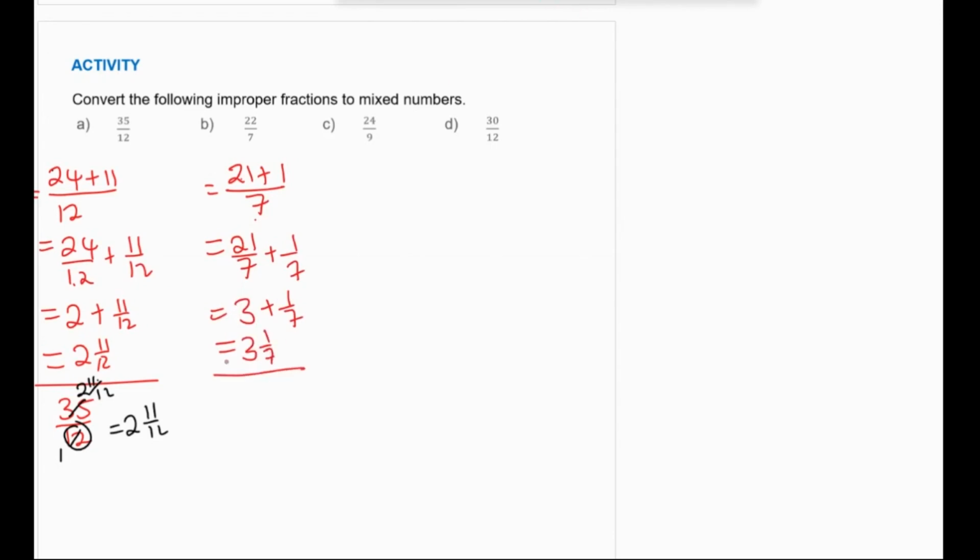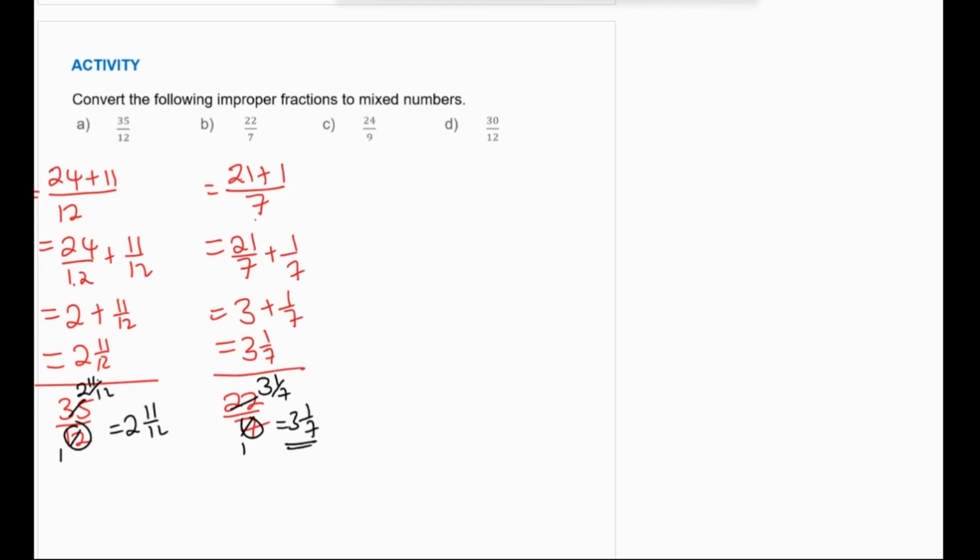And then the shorter method, you say 22 divided by 7. Say 7 into 7, 1. 7 into 22, that is 3, remainder 1. Then our denominator is 7, so it becomes 3 and 1 over 7.